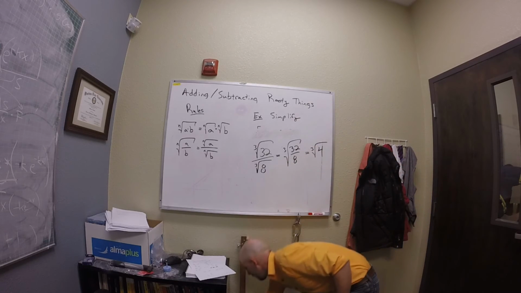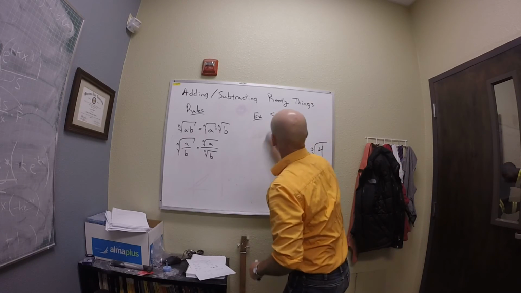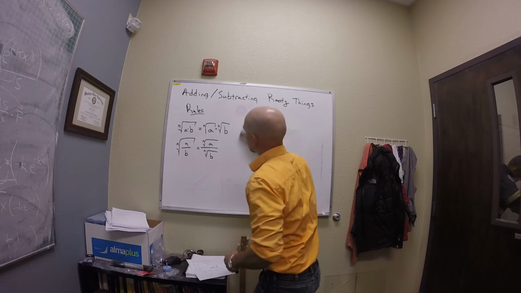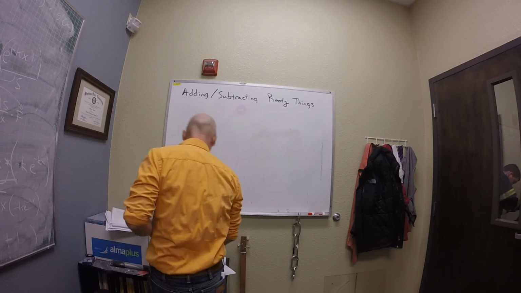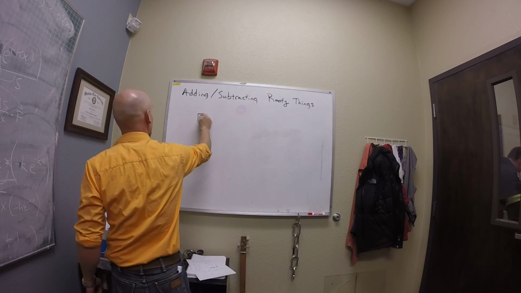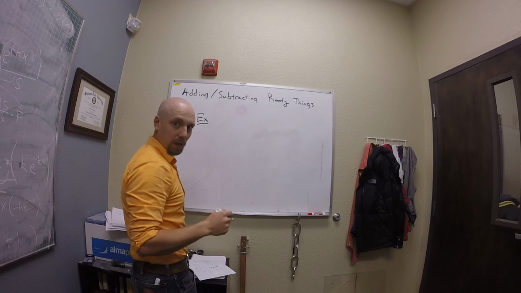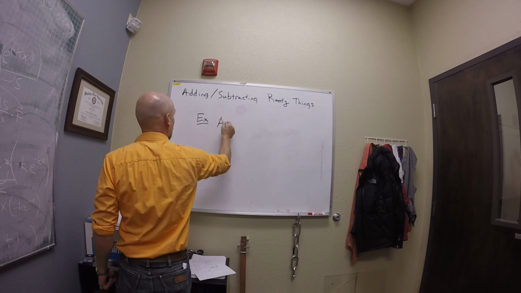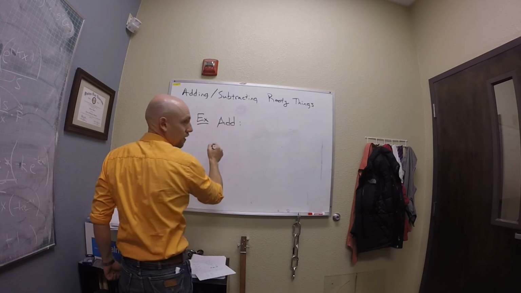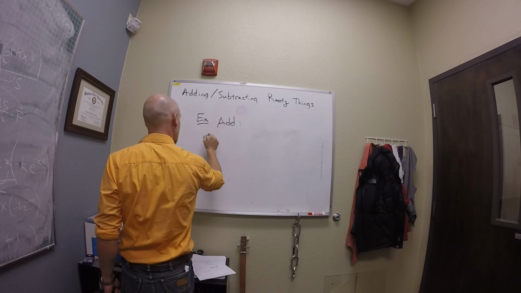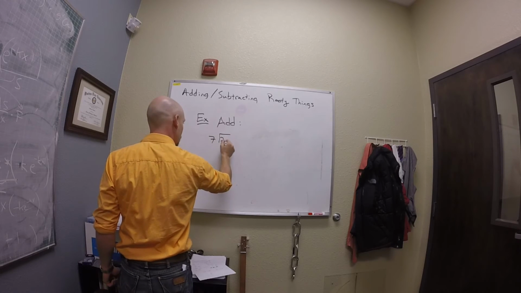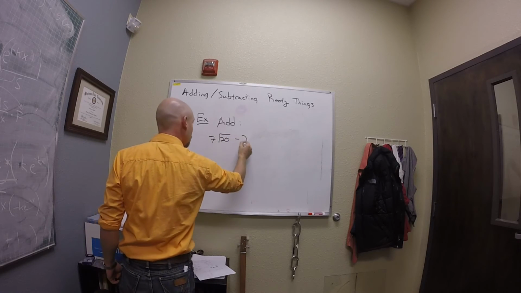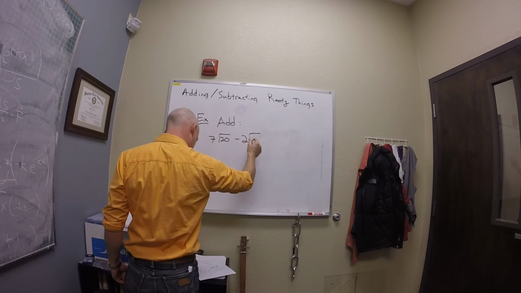So let's see some of that to combine. Here's my kind of ultimate example. This is really the thing I want you guys to take out of this section. I want to add 7 square root of 20 minus 2 square root of 45.